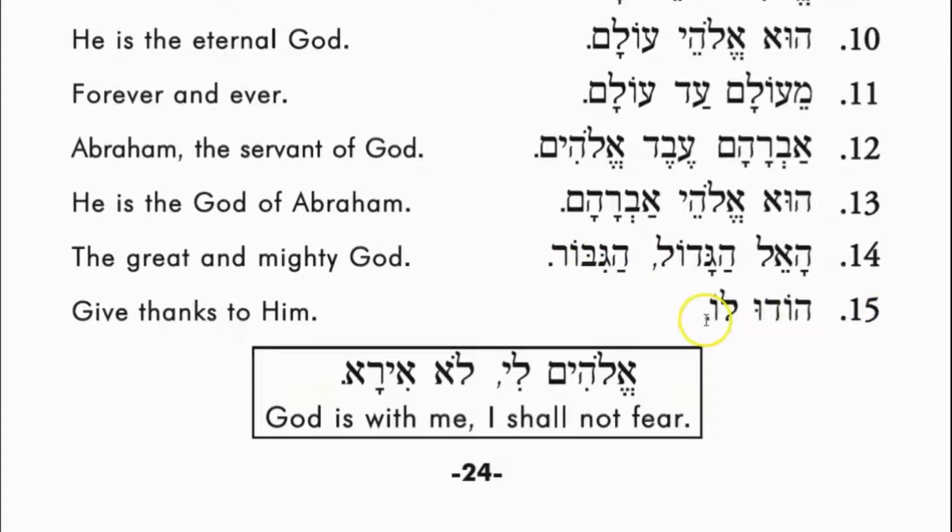15, Hodu lo, give thanks. Hodu, being imperative, give thanks. Lo, to him. Lahu, again, the vav means who. Lahu, to him. Hodu lo. Fine. In the box, a phrase appears in the siddur. Elohim li, God is with me. Lo ira, I shall not fear. It's not only in the siddur, obviously it's in the Tanakh as well, the Hebrew Bible. Okay, fine. Elohim li lo ira, God is with me, I shall not fear.